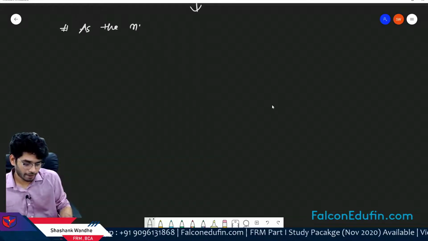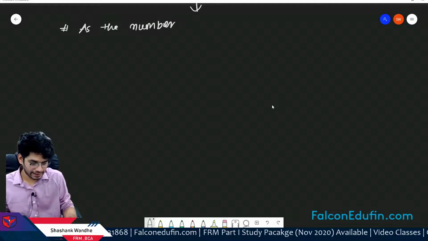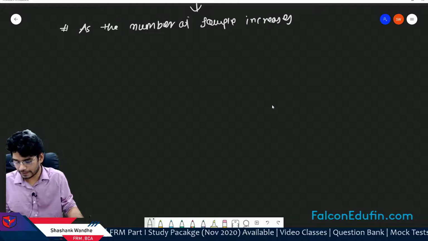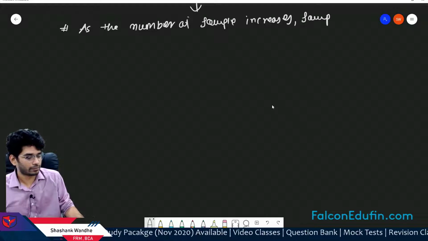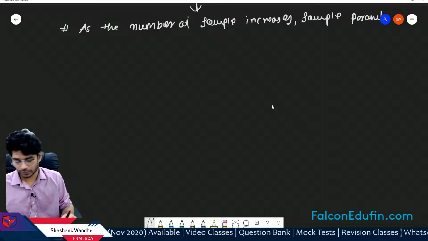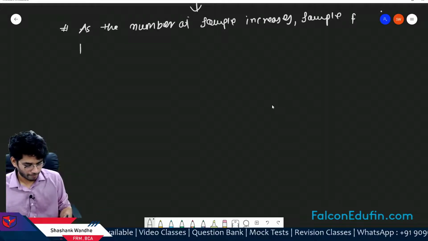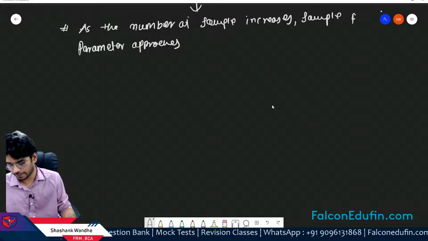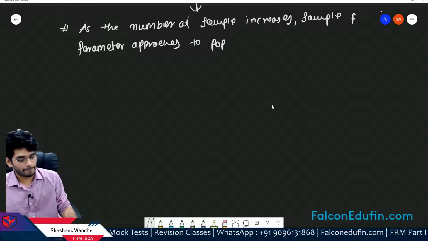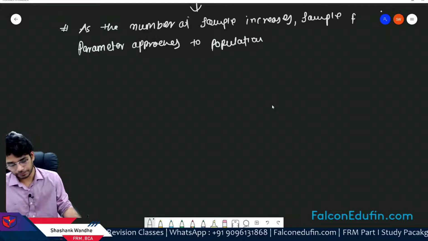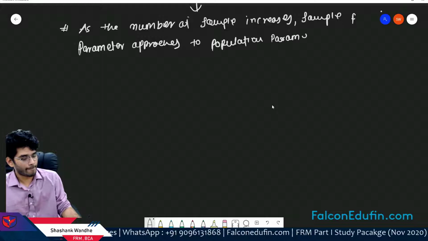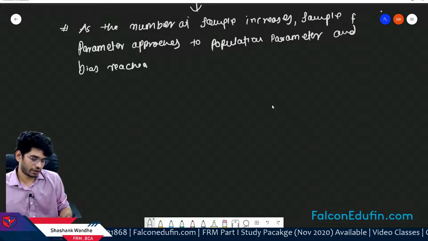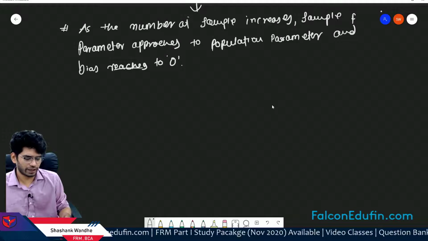As the number of samples increases, the sample parameter approaches the population parameter, and bias reduces to 0. A better word is reduces.